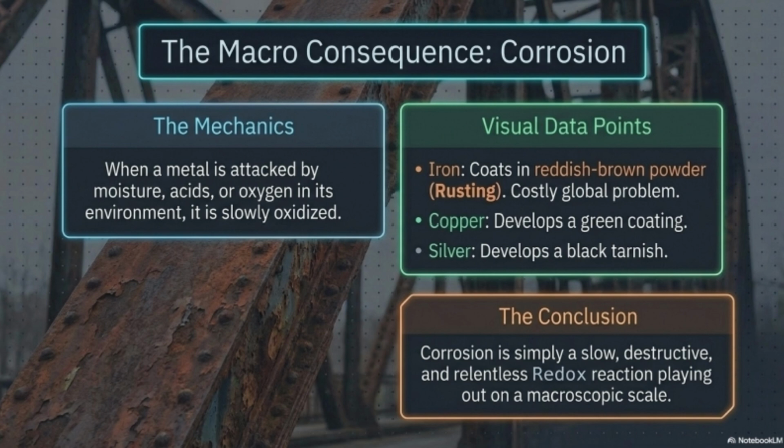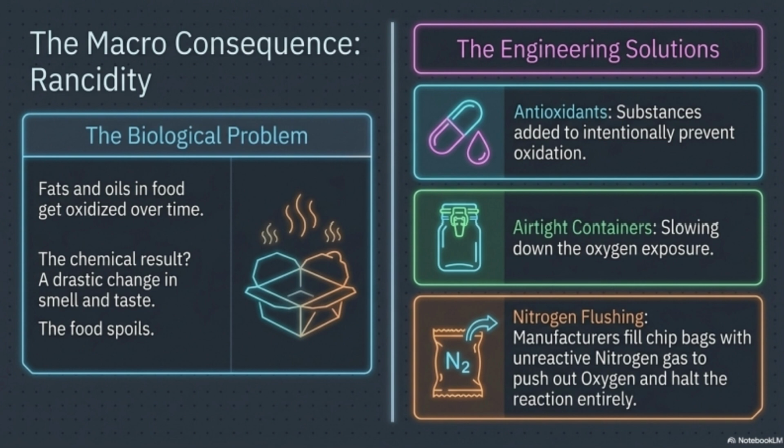The second major consequence is rancidity. When the fats and oils in our food oxidize over time, they spoil, completely changing in taste and smell. To fight this, food engineers use airtight containers, add chemical antioxidants, or flush bags of potato chips with unreactive nitrogen gas to push out oxygen and halt the reaction entirely.